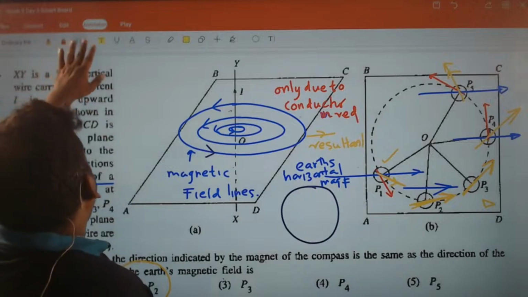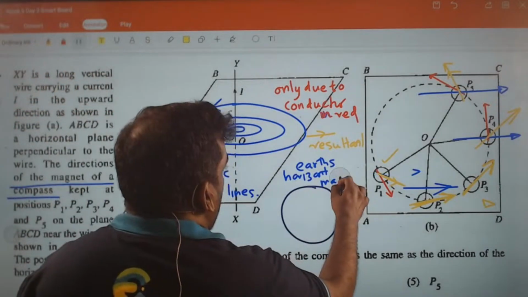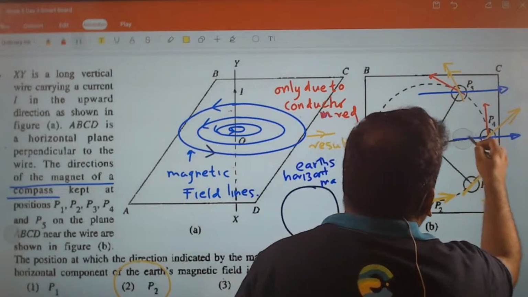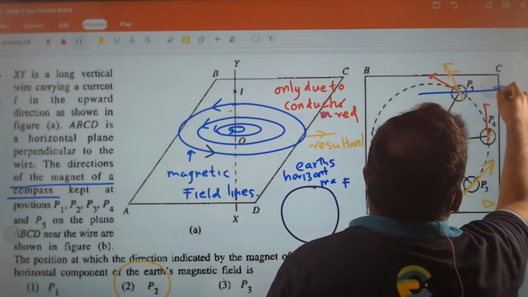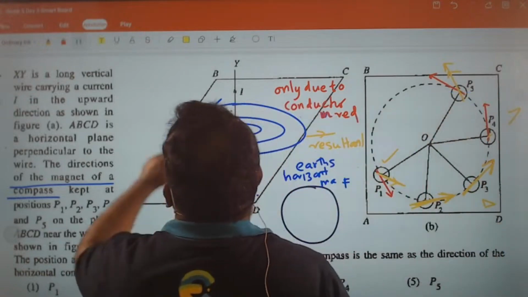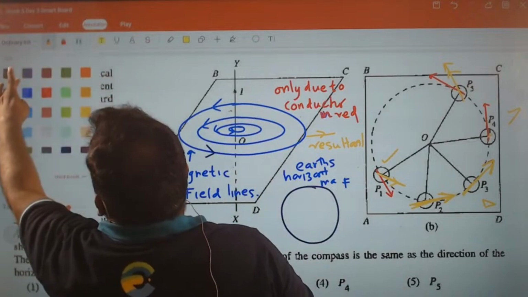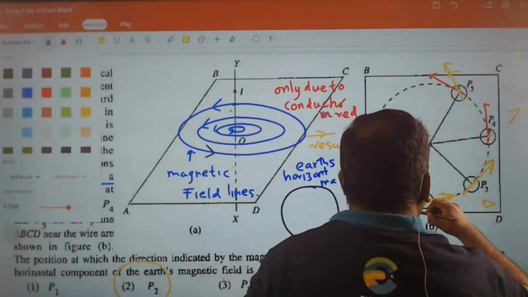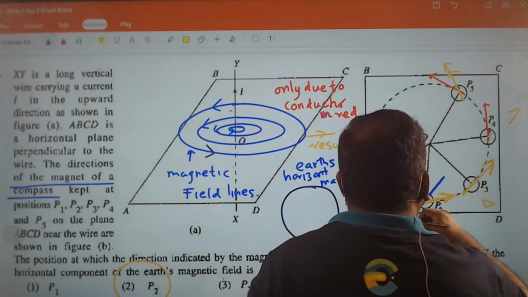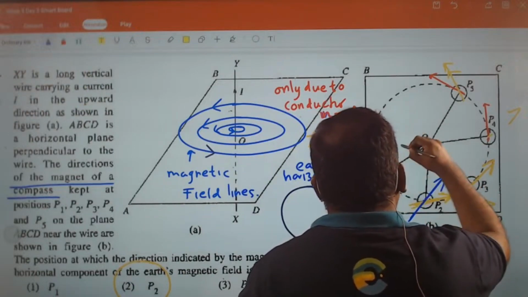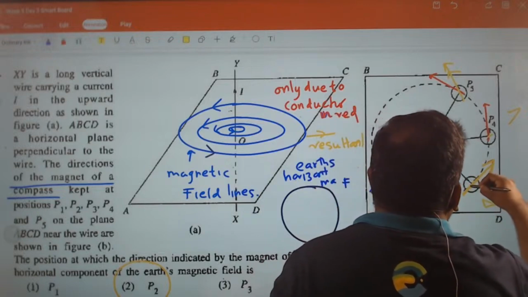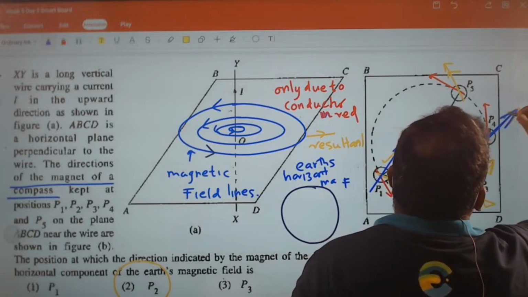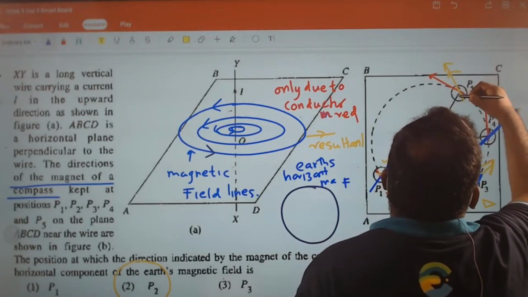So right, what do you mean by parallel? Parallel is not this way, even though I have drawn it. Parallel is somewhere here. So parallel is going to be this way.